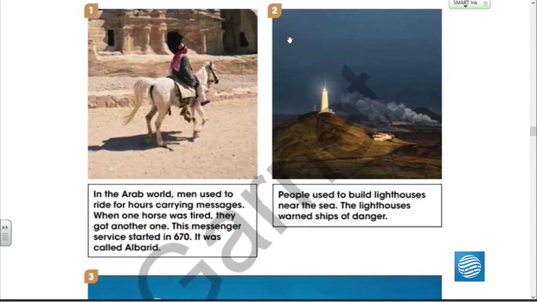So let's read together from the beginning. نقرأ مع بعض من البداية. In the Arab world, men used to ride for horse, carrying messages. When one horse was tired, they got another one. This messenger service started in 670. It was called Al-Barid.